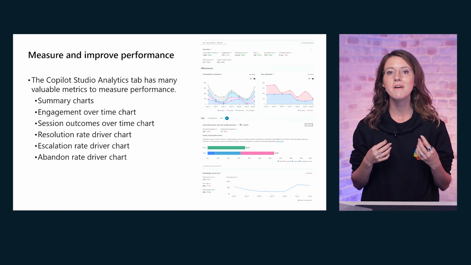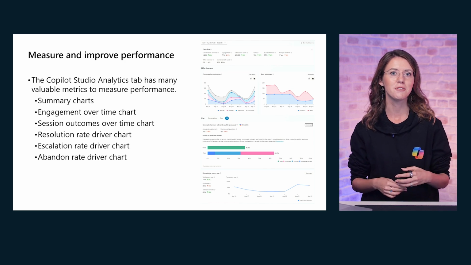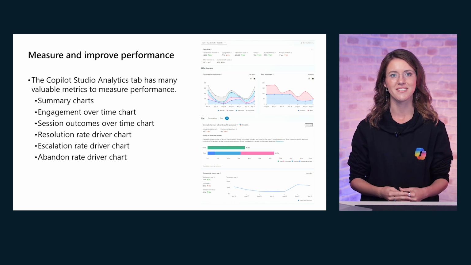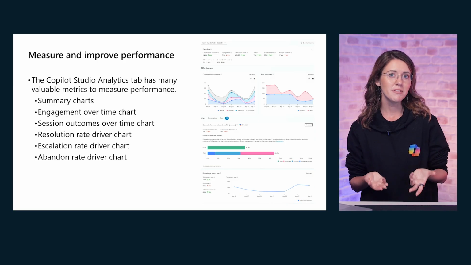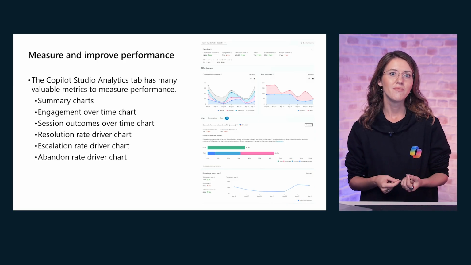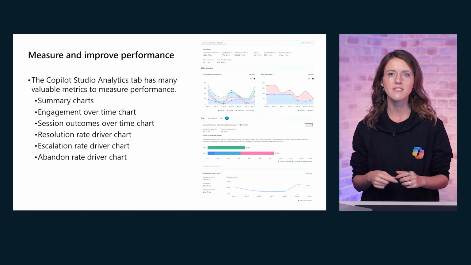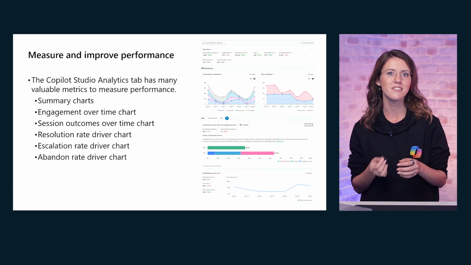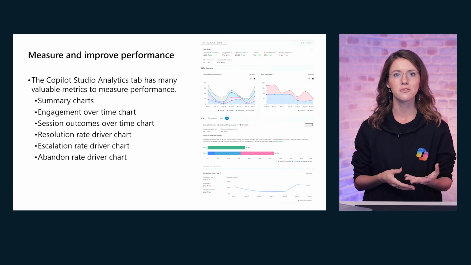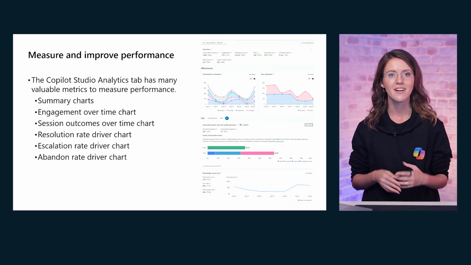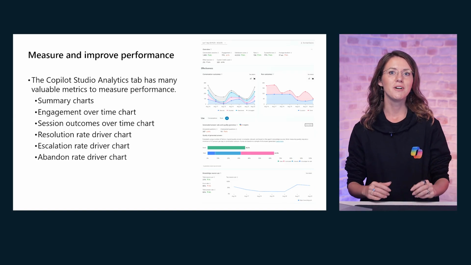Escalation rate measures how often issues need to be escalated to a human agent. While some escalations are inevitable, a high rate might suggest that your agent needs better training or more information to handle complex queries. And finally, we have the abandon rate.